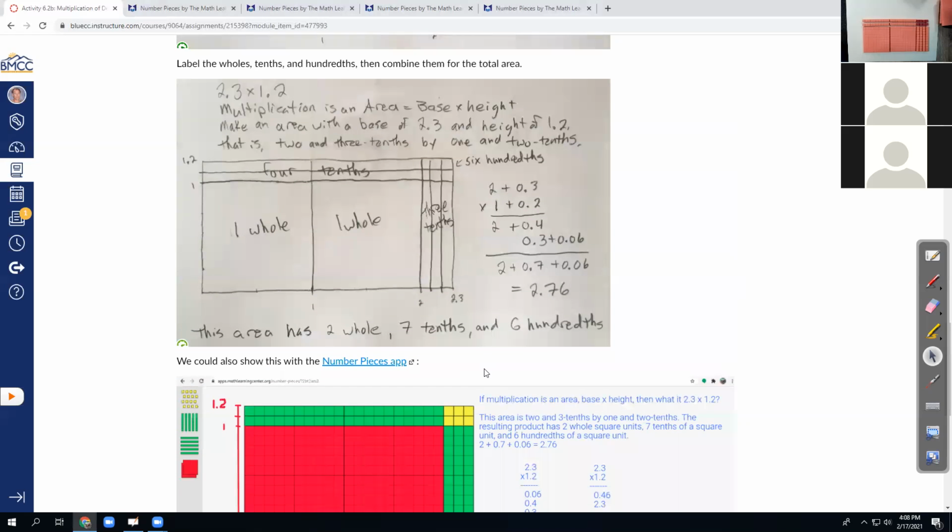All right, so let's move on to the multiplication algorithm and why it works the way it does. And I kind of already alluded to that in a previous example.